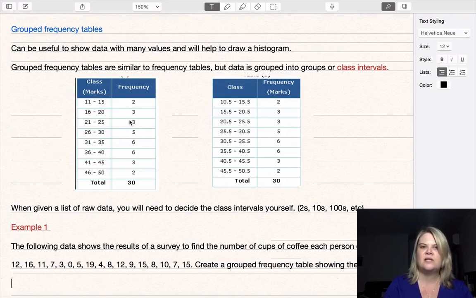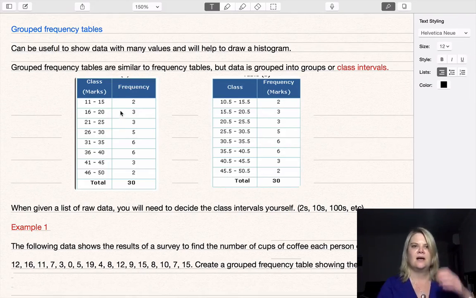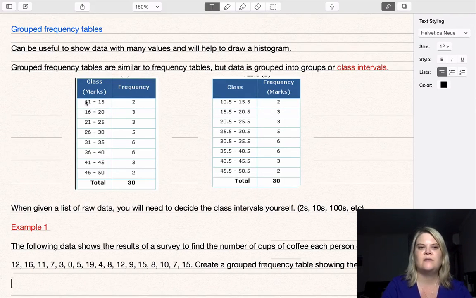In the second column, you just count up how many people have scored in this interval or range, and the frequency goes there. So 2 people have scored between 11 and 15. The table doesn't tell us what exactly their marks were between 11 and 15. They might have both been 11 or both been 15 or anything in between, but there are 2 marks that sit in that range there.